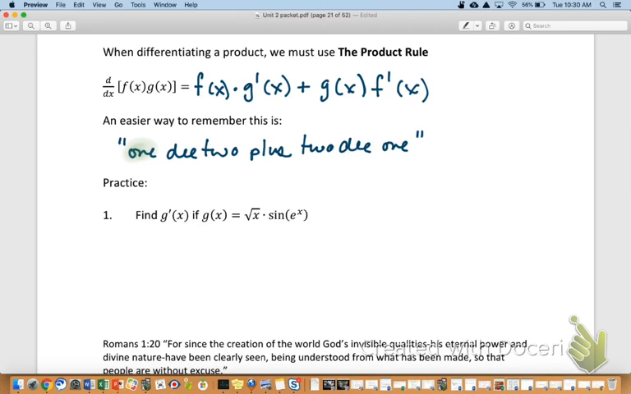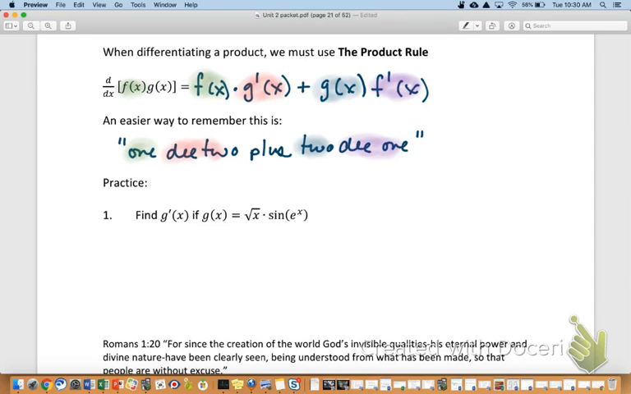1 is just referring to the first function. You see that? 1 is just the first function. d2, that stands for the derivative of the second function. So there's your 1d2. So first times the derivative of the second plus 2d1. So 2 just stands for the second function as is. And then d1, that would be the derivative of the first function. So maybe you can see how those things are supposed to kind of go together.